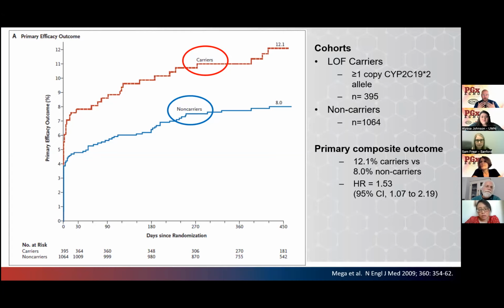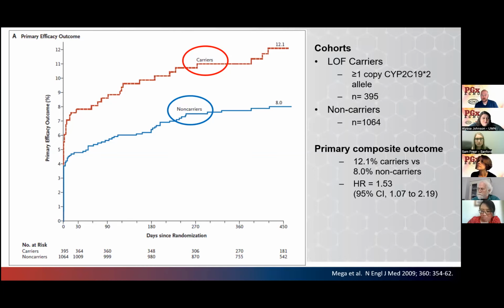There's this great divergence in outcomes in individuals that are the top red line, carriers of a loss of function allele for CYP2C19, meaning the enzyme's not working as well, so the drug doesn't activate as well. So as a primary outcome of cardiovascular death, stroke, and MI, these individuals do worse, to the tune of about 50% worse, 8 versus 12% after roughly a year.